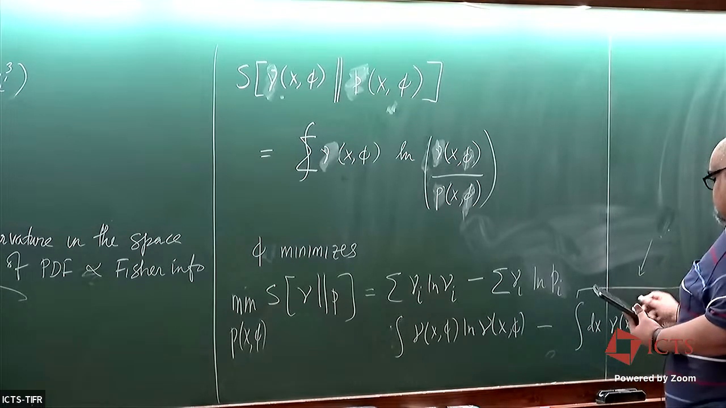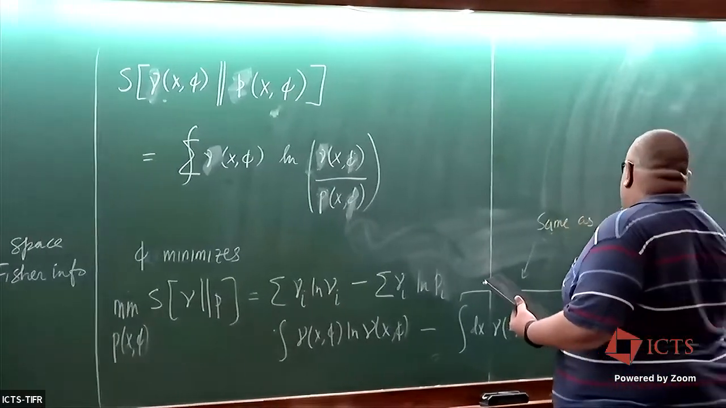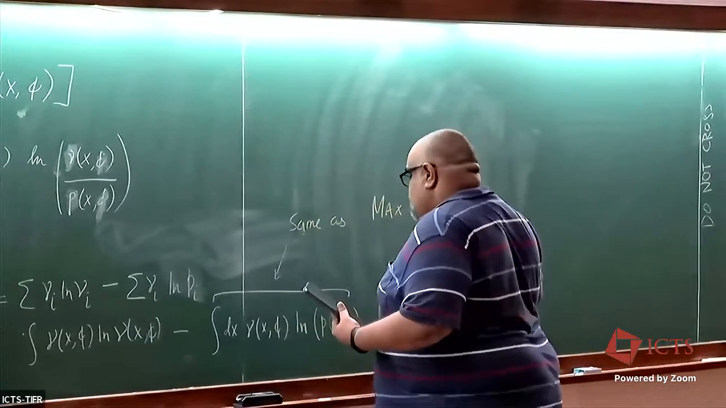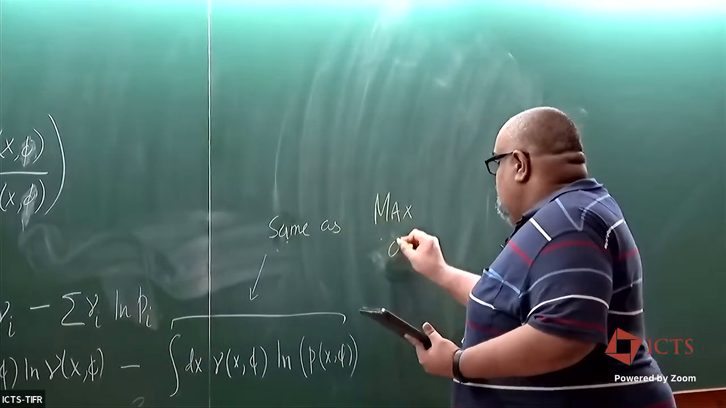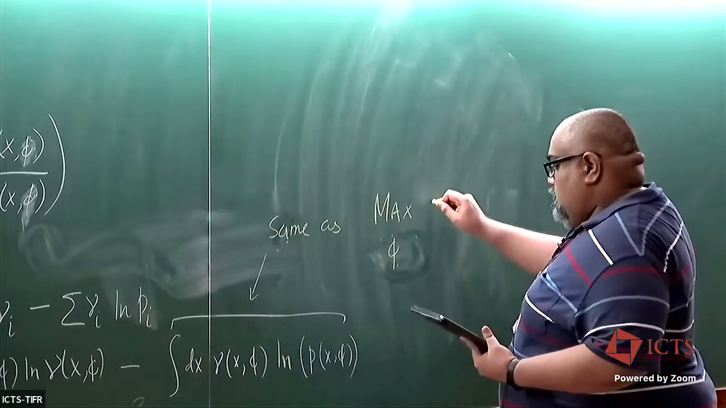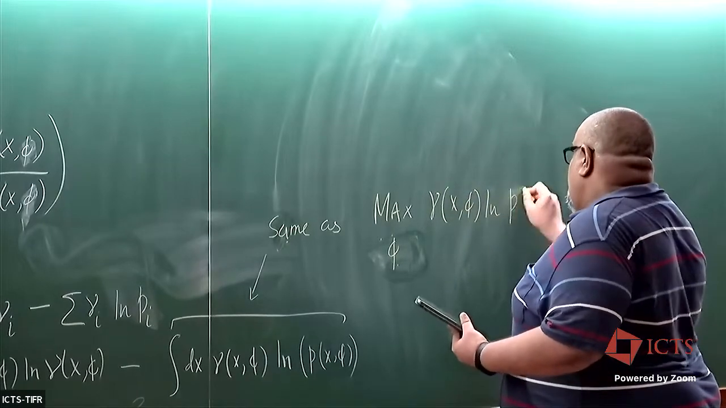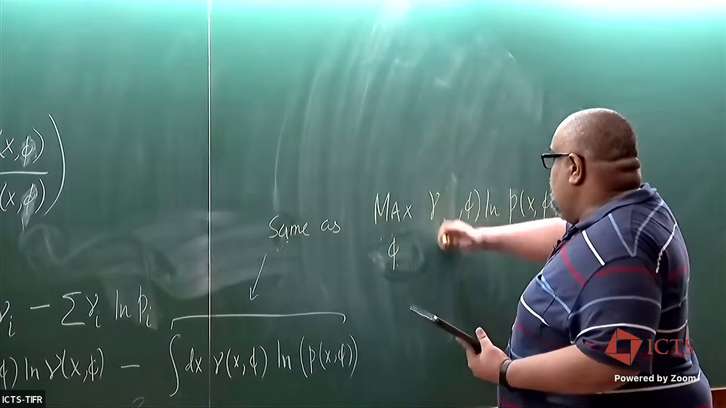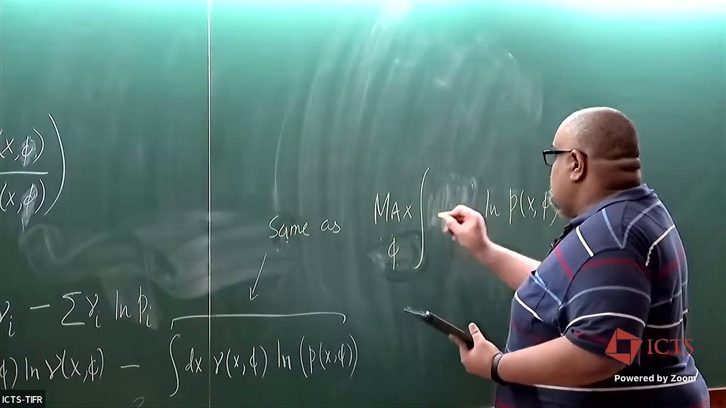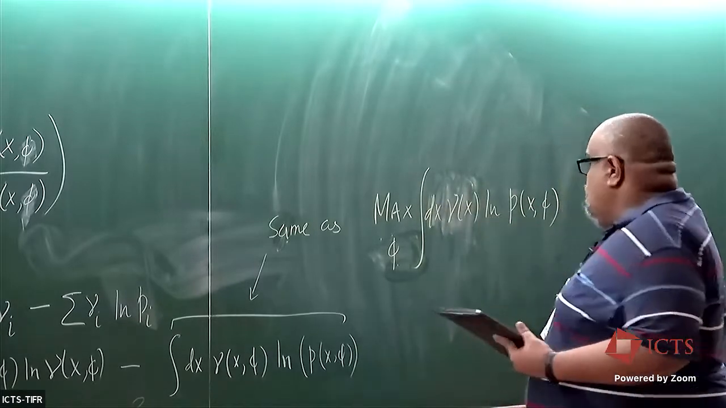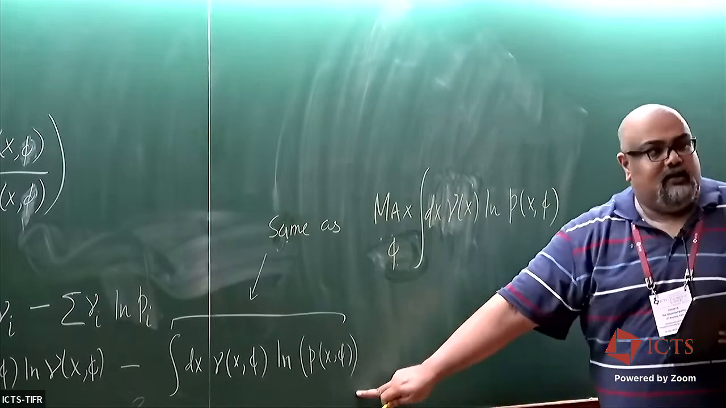Let me say that this is the same thing as minimizing. So let me write in a different color. Same as maximizing basically over the probability distribution x comma phi, and the only variable parameter here is phi. Nu x comma phi log p of x comma phi, right? And nu is just a data set, so I'll just call it nu x, and integral dx nu x, right? So if I maximize this quantity, it's the same as minimizing the Kullback-Leibler divergence.